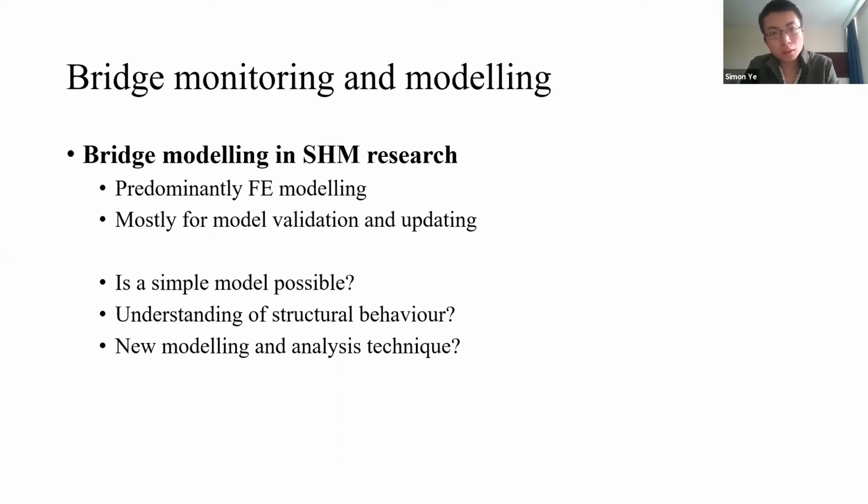As for bridge modeling in SHM research, it's predominantly finite element modeling, mostly for model validation and updating. So basically looking at how valid your model is in predicting the performance of the bridge. And some of the more recent questions in this area include: is a simple model possible? We know that designers prefer a simple model, at least for the global structural behavior, because they don't worry too much about the real behavior of the bridge because of the lower bound theorem. But what about operation and maintenance? Can we use a simpler model, or do we have to use a very complicated model to capture the real behavior? And the next one is understanding of structural behavior. A finite element model, if it's not used correctly, may not be the best model in terms of understanding and explaining the structural behavior, and how do we address that? And finally, is there any new modeling and analysis technique that is both accurate and interpretable?